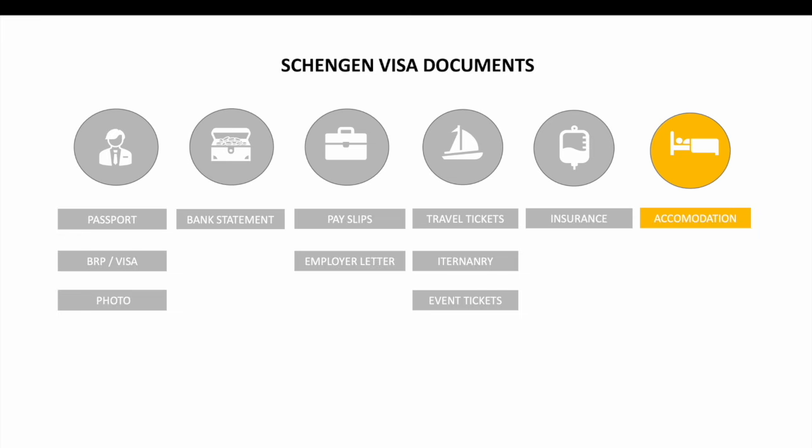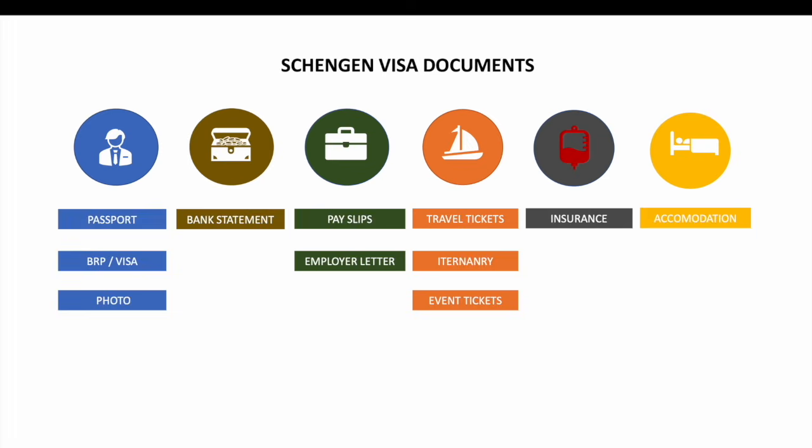Last but not the least is your accommodation. You must provide evidence of your stay. You should be able to show a hotel or a hostel booking from different websites like Airbnb and booking.com, to name a few. So these are all the documents that you would need on your appointment day. It goes without saying that we are applying to the French consulate and you have to show proof of accommodation and travel for France.